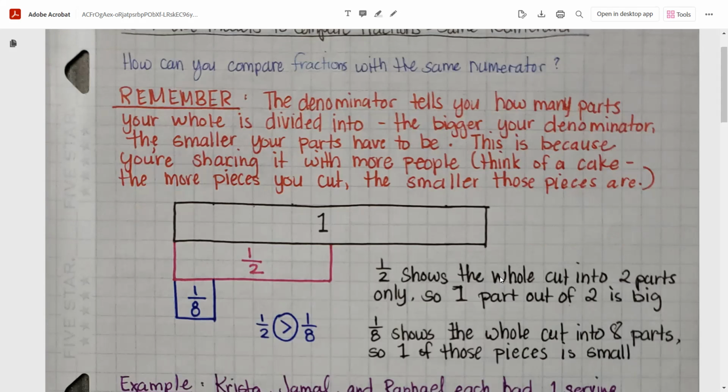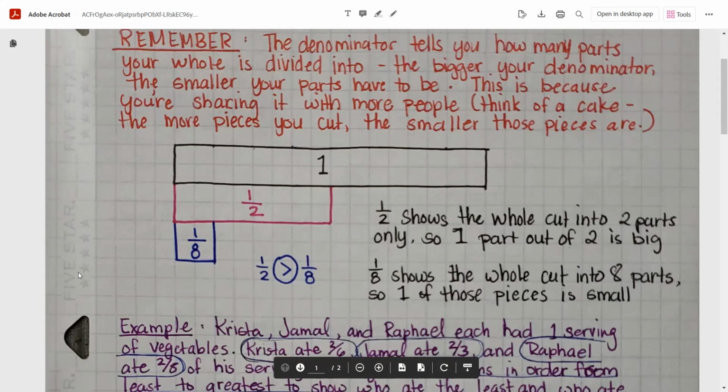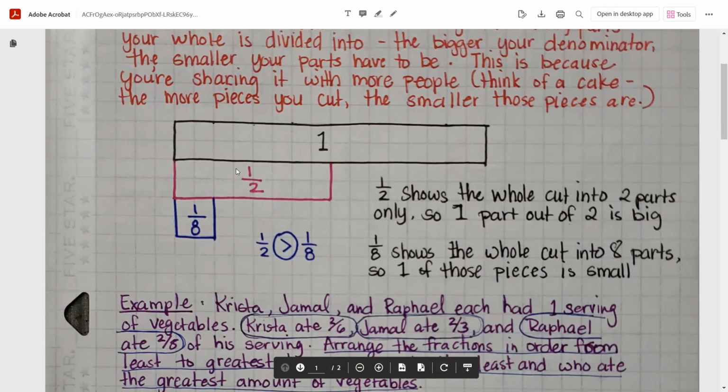So let's take a look at my fraction strip here. I picked 2 easy numbers that are far from each other, so it's easy for you guys to see. So I drew out my one whole. Both of these fractions have a numerator of 1. So 1/2 and 1/8. These are both unit fractions. Remember, a unit fraction has a 1 in the numerator, and it doesn't matter what's in the denominator. Now I drew these out using fraction strips. 1/2 means my whole is broken into 2 equal parts, and I have one of those parts. 1/8 says my whole is broken into 8 equal parts, and I have one of those parts.